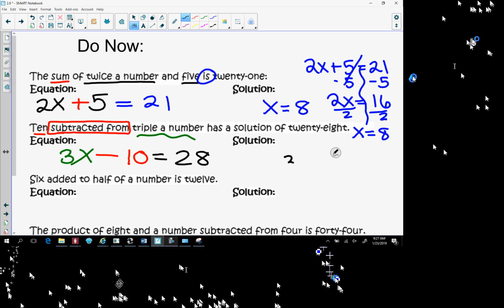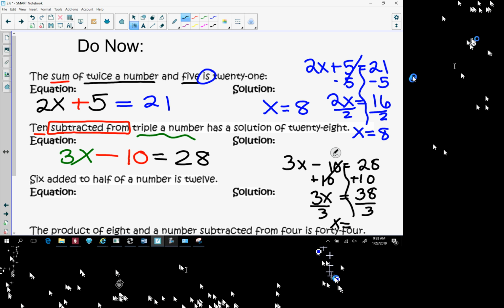Then we just need to solve it. So it's like a two-step equation. First I draw my river. Then what do I do? Perfect. Add 10, that constant, to both sides. And you end up getting 3x equals 38. Then what do I do? Perfect. What do you end up getting?